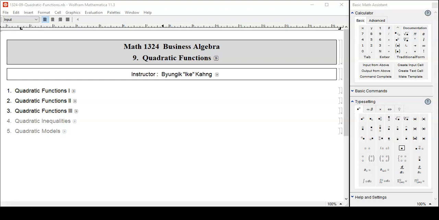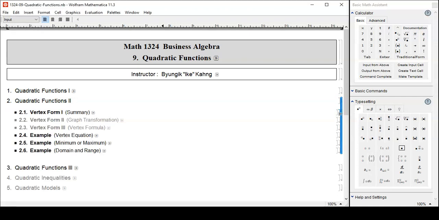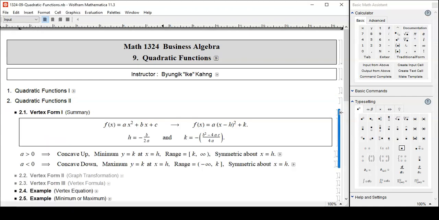Hello students, welcome back. Previously we went through the general form of a quadratic function. Now our focus is the next form, which we call the vertex form. In general, the general form ax squared plus bx plus c can be transformed into the second expression here, which we call the vertex form: y equals a times (x minus h) squared plus k.